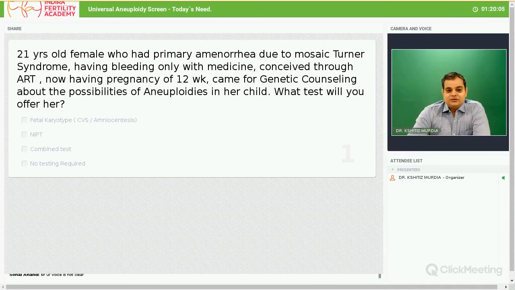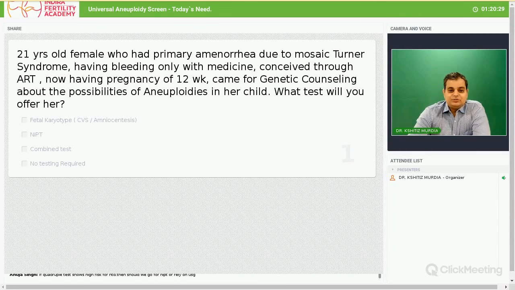So this is a 21-year-old female who had primary amenorrhea due to mosaic Turner syndrome, bleeding only on medicine, conceived through ART, now having a pregnancy of 12 weeks, came for genetic counseling about the possibility of aneuploidy in her child. What will you offer? The options are karyotype, NIPT, combined test, and no testing is required.